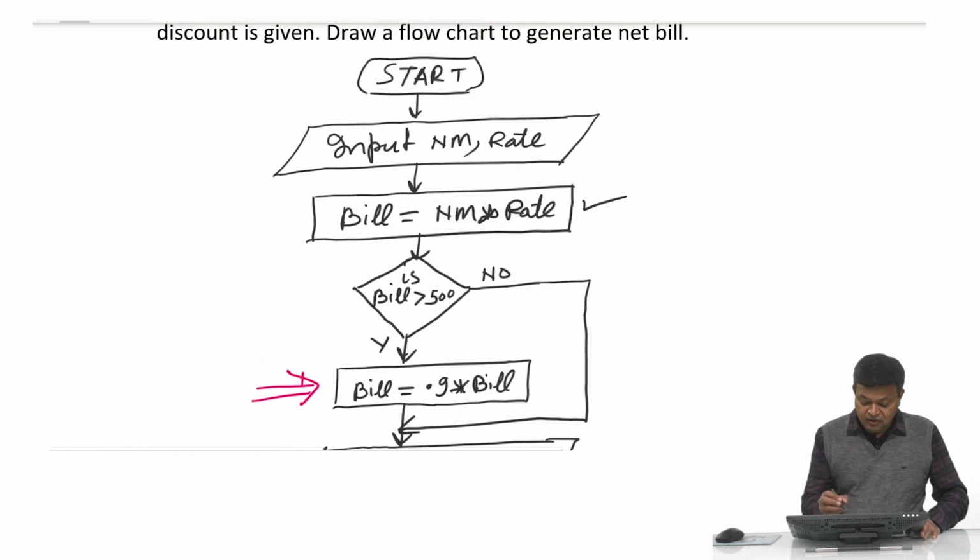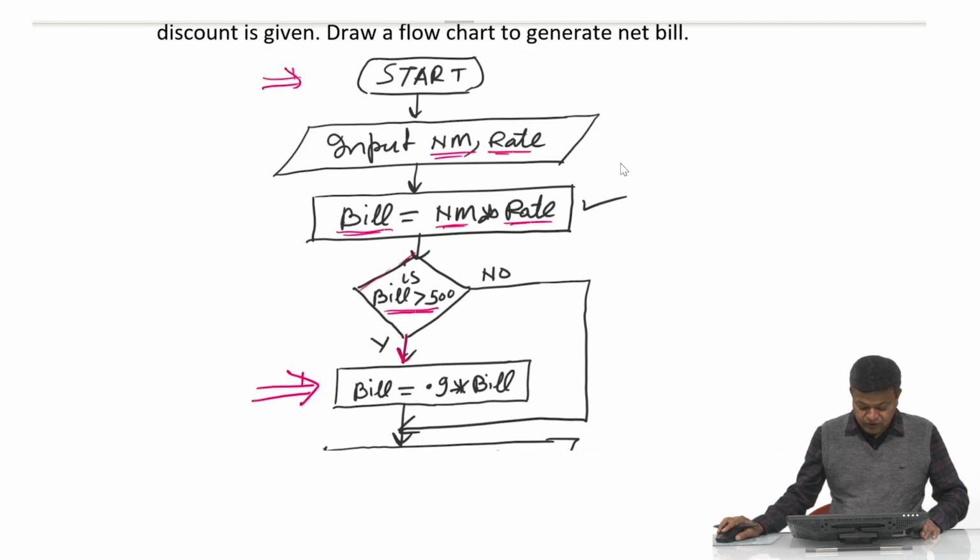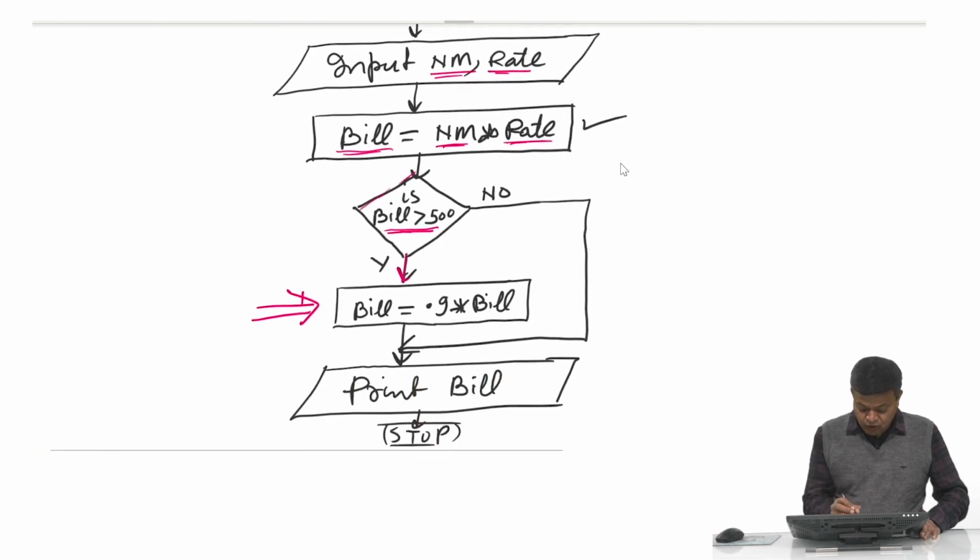Let us revise everything. This is a start, and then input number of mangoes and rate per mango, and then we have calculated the bill, number of mangoes into rate per mango. Once we have this bill, then we can take a decision. Is my calculated bill greater than 500? Yes, then he gets 10%. Now, it means it remains only 0.9 of the bill, because 10% means 0.1 of the bill has been given as discount.